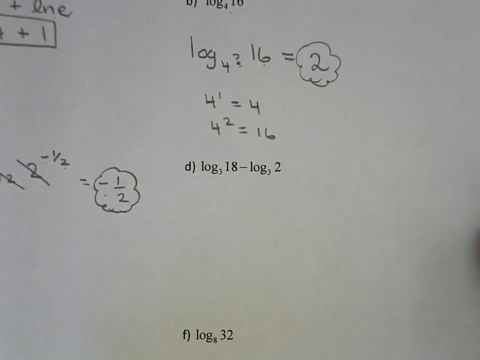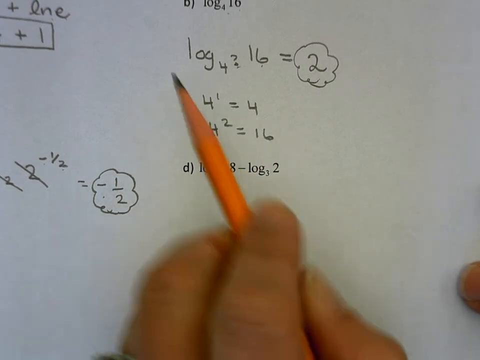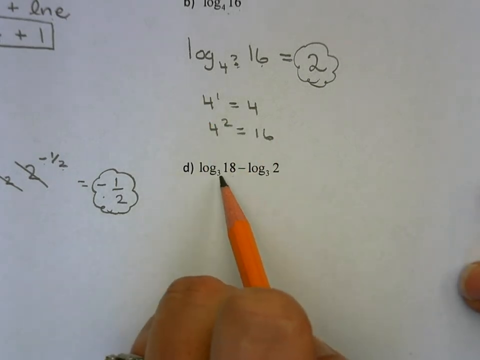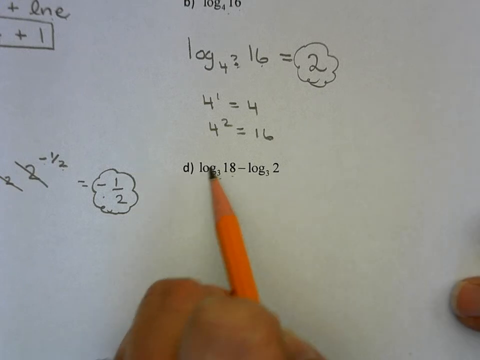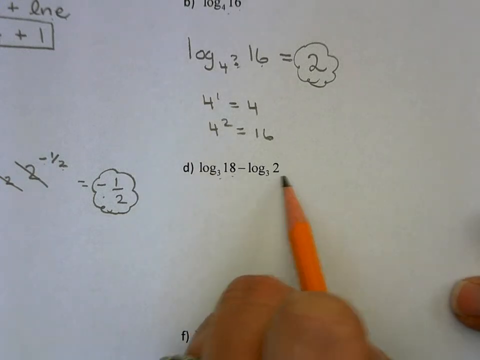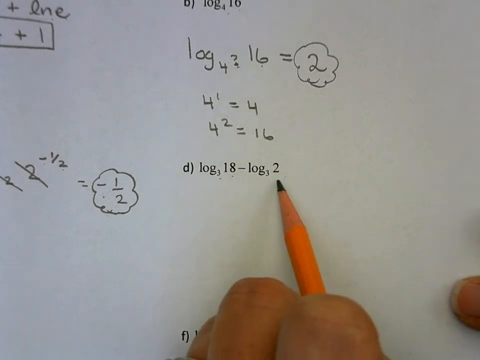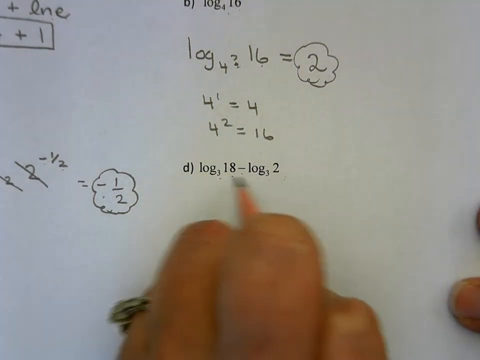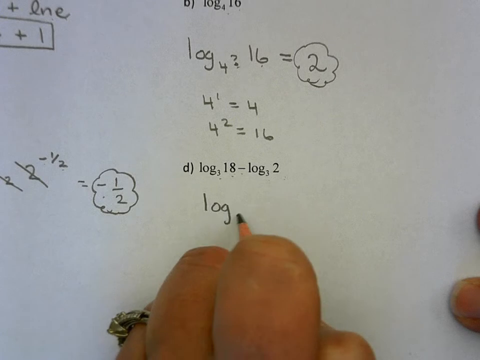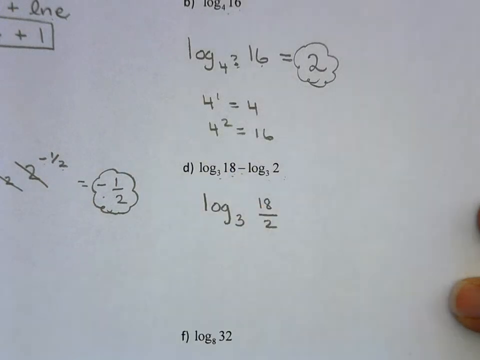All right, so for D, I'm not going to write this one out, but I know 3 to the first is 3, guess and check. 3 squared is 9, 3 to the third is 27, so I missed my 18, so that means I can't figure that one out. No power gives me 18 or gives me 2, so I have to use a property. If I'm subtracting, I can combine my logs. So I can make that log base 3. Subtraction is division, so 18 divided by 2, and that's just 9.